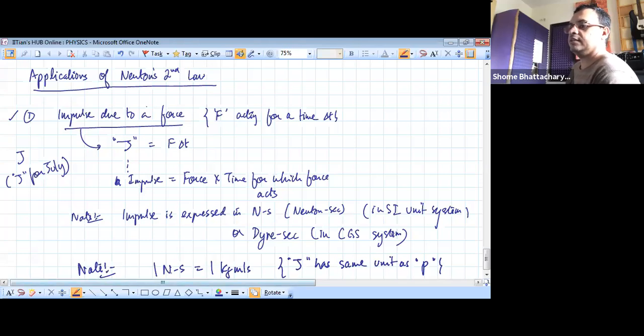This is easy to understand, that 1 Newton second is equal to 1 kg meter per second, because you've seen the definition of 1 Newton yesterday. 1 Newton is 1 kilogram meter per second square. So multiplied by 1 second, it just becomes 1 kg meter per second, which is nothing but the unit of momentum. So impulse and momentum have the same unit.